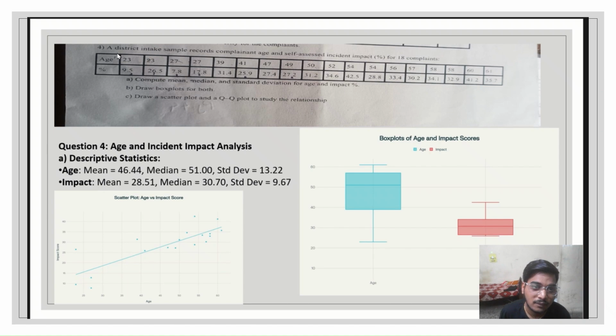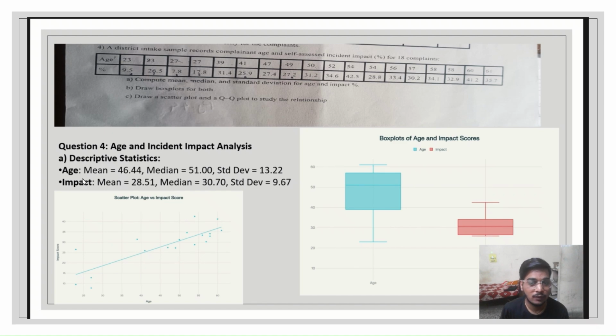Here we are given a district index sample record, complaint age and self-assessed incident impact percentage for 18 complaints. We have to calculate the mean, median and standard deviation for age and impact percent each. We have to draw a box plot for both, and we have to draw a scatter plot and QQ plot to study the relationship.